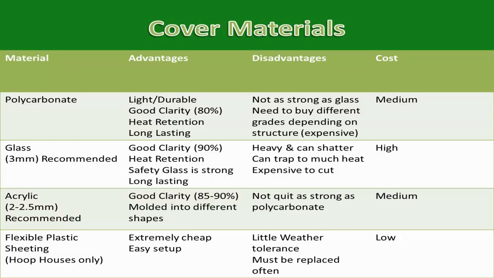When considering cover materials, you have to understand how strong the material is and the clarity of it, which means how much light it can let in. Things like glass are very popular, but get expensive to cut and design. It can be very expensive. Polycarbonate is durable and it has good clarity, but you need to buy different grades depending on the structure. Flexible plastic sheeting is extremely cheap and easy to set up, but you have to replace it every season or so. It has little weather tolerance.